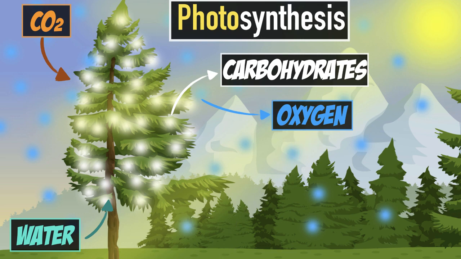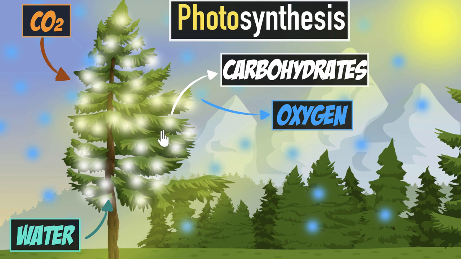But here are my questions. Why can plants and trees synthesize their own carbohydrates, but we animals can't? What do they have that we don't? And what exactly happens during this process? How exactly do they produce carbohydrates from the raw materials? These are the questions that we're gonna try and answer in this video. So let's start with the first one.